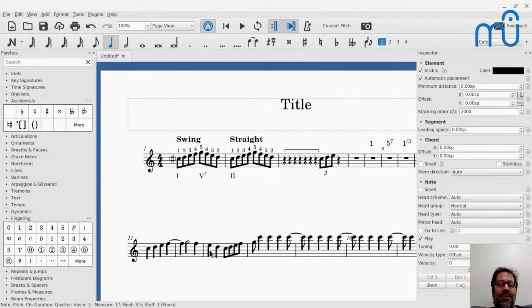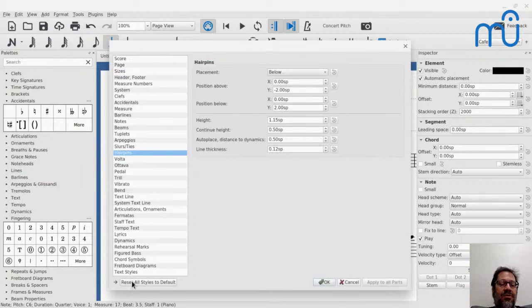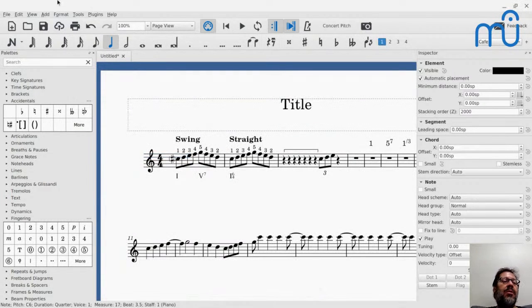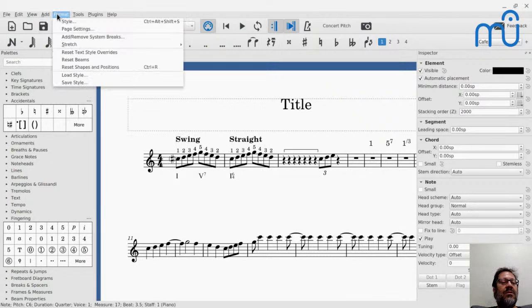And of course, right now my stem is too thick. I have these weird settings. In fact, I'm just going to reset my style settings. If I go to Format, Style, as of 3.6, there's a Reset All Styles to Default button. In previous versions, that capability existed. I think under the Tools menu somewhere was a Reset Style. No, it was right here, Reset Style.